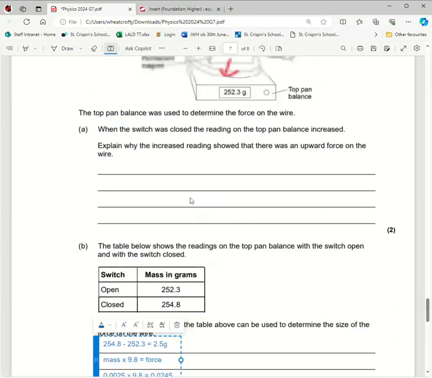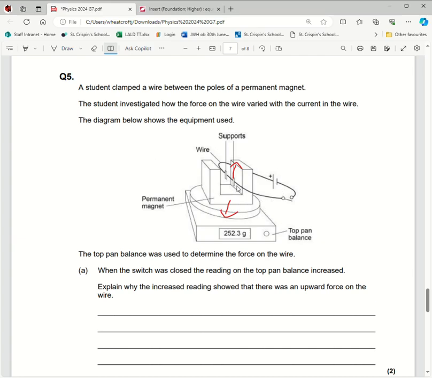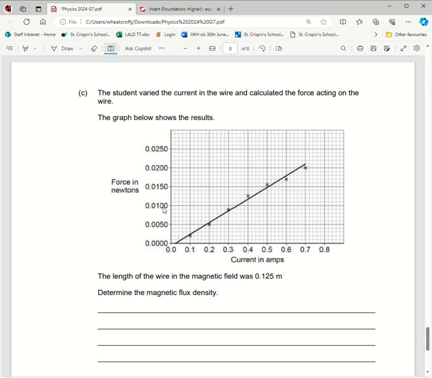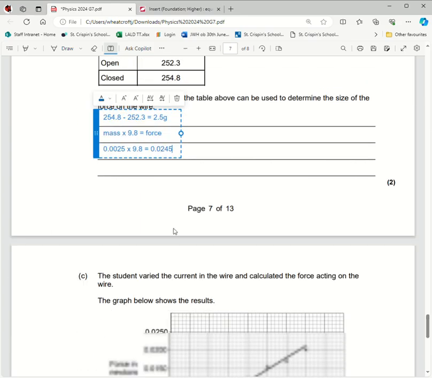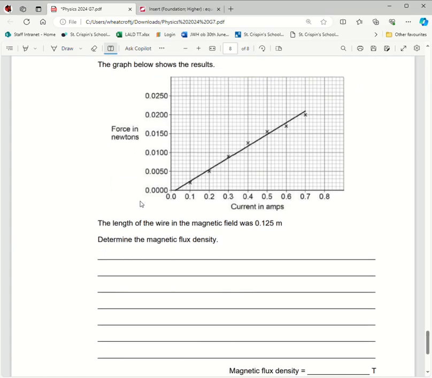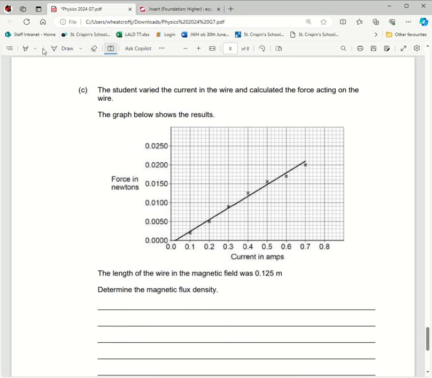What we've got here is some information about the students' calculations, whereby they have done this experiment with the wire inside the magnetic field and changed the current flowing through the wire, and for each of those different currents they've calculated the force by doing what we went through for part B. They've then plotted this data on a graph and illustrated it with a line of best fit. We're told one extra bit of information that I'm going to underline, which is that the length of the wire is 0.125.